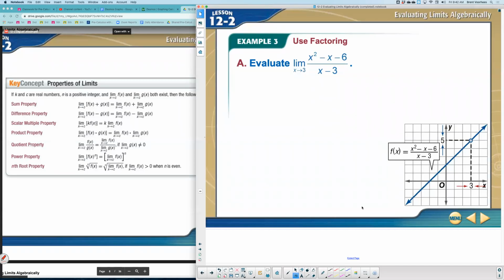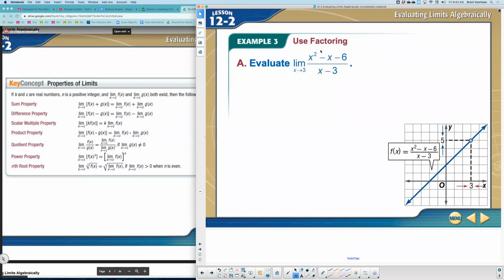All right, let's take a look now at example 3. Let's evaluate this limit. Well, here's one problem. If we try to use direct substitution, I would substitute this 3 into the denominator, what we typically call q of x, and I'd have 3 minus 3 equals 0, and that would be a rule breaker. You're not allowed to divide by 0. So we have a problem.